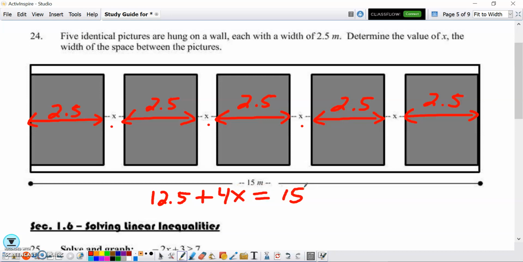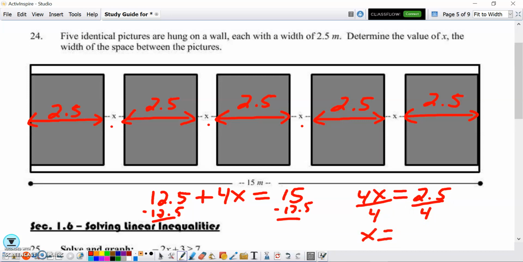All right, two-step equation, take away the 12.5. So now I have 4x equals, let's see, I think that would be 2.5. Divide by 4. And we end up with a very small space between each picture, 0.625 meters.